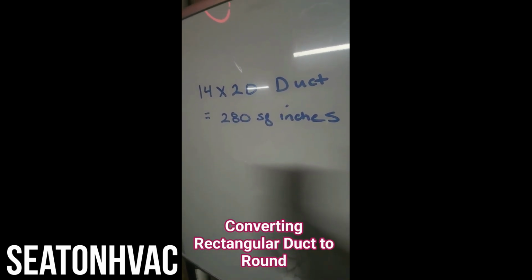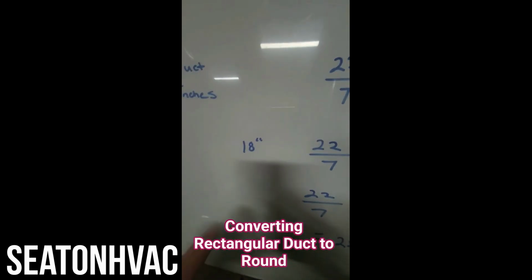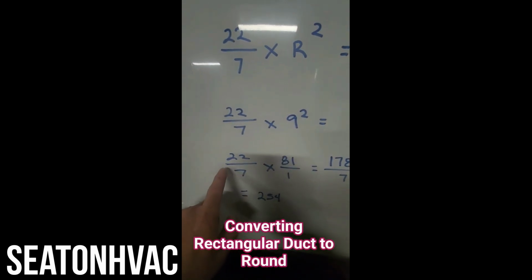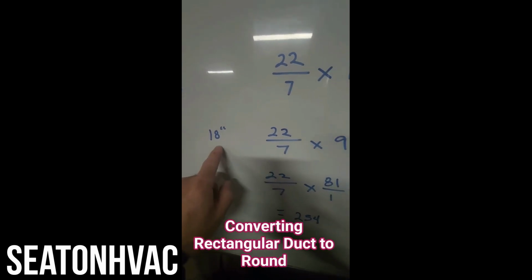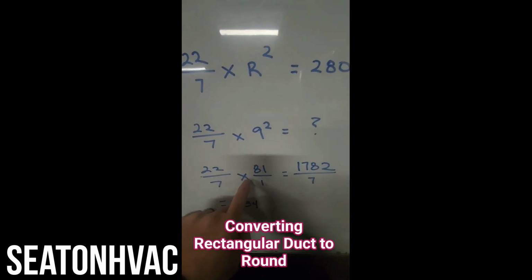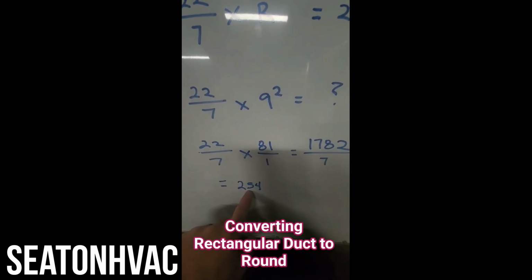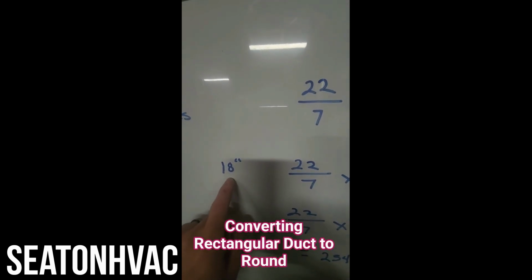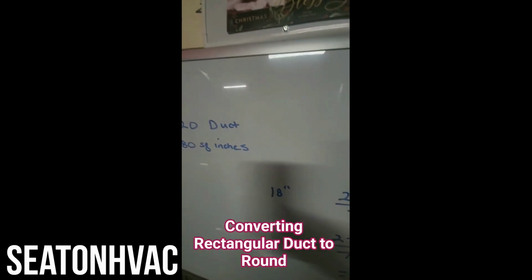All right, area of 14 by 20 duct converted to round. We went ahead and went with 18-inch. So we put 9 in there, because that's the radius, 1/2 of our diameter of 18. So 22 over 7 times 81 over 1, 1782 over 7, 254. Still not big enough. It's probably going to be 20-inch. Let's see what 20-inch comes out to. That would be our choice if we had to convert that.